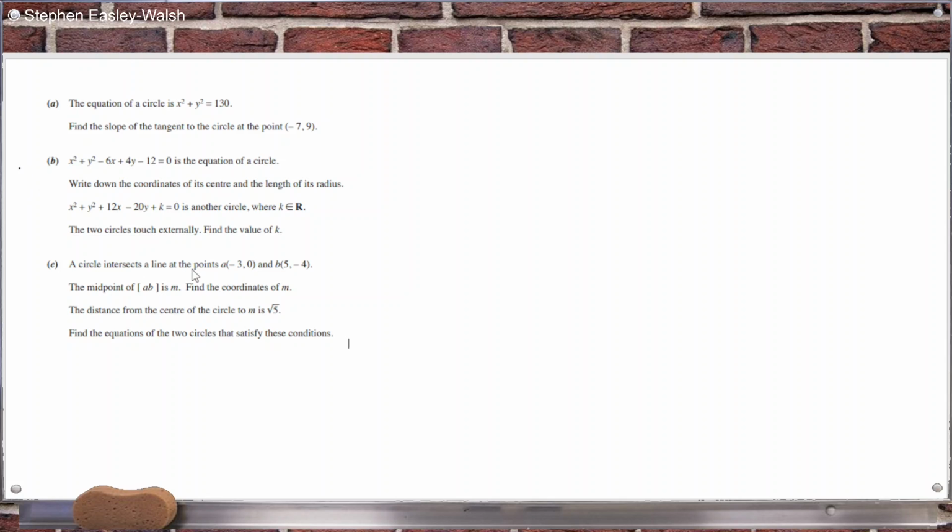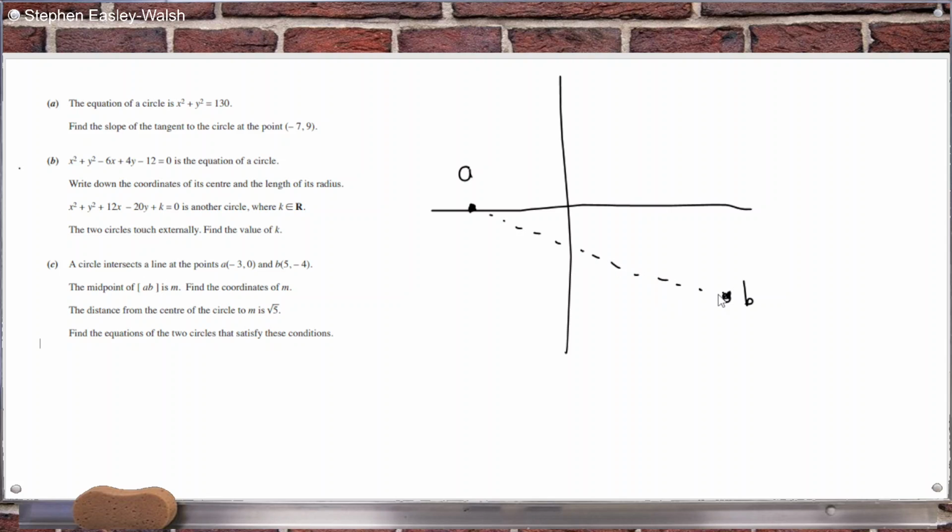A circle intersects a line at these points A and B, and the midpoint of AB is M. Let's just have a rough sketch here. (-3, 0) and (5, -4). Alright, the midpoint is M. Find M. Well, that's a good one to start with.